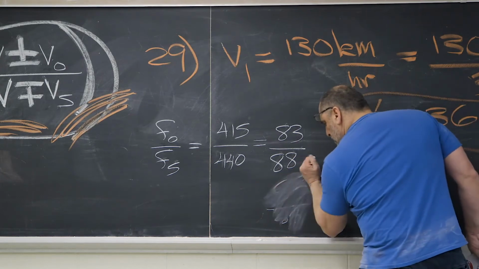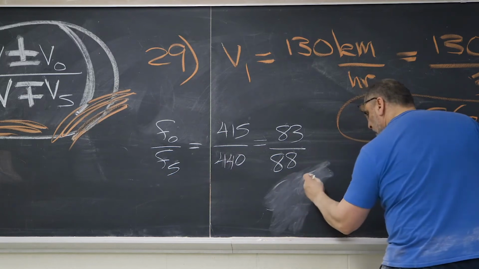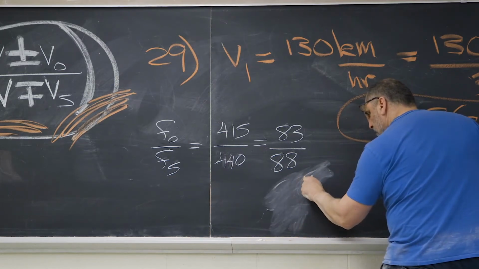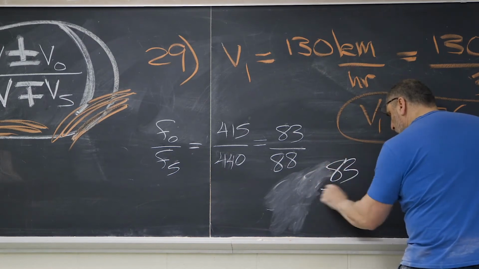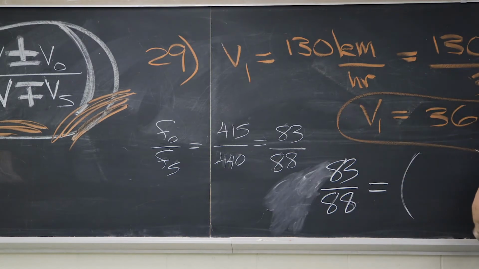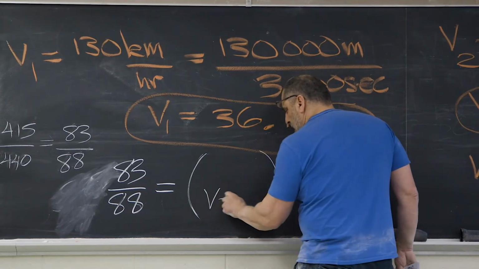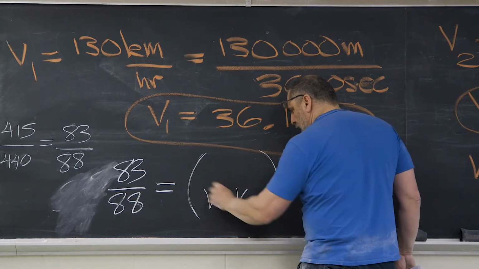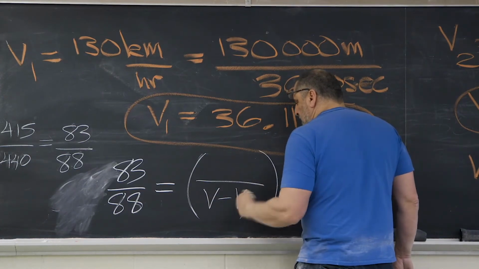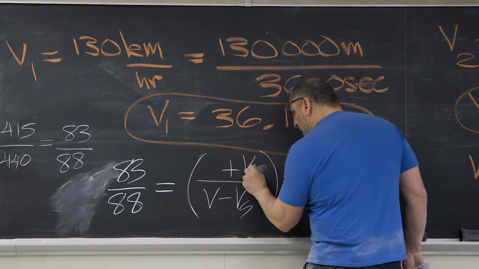So that's got to be equal to something going on here. If the source is going toward the observer, you'd have this. And if the observer is running away from the source, you'd have this.